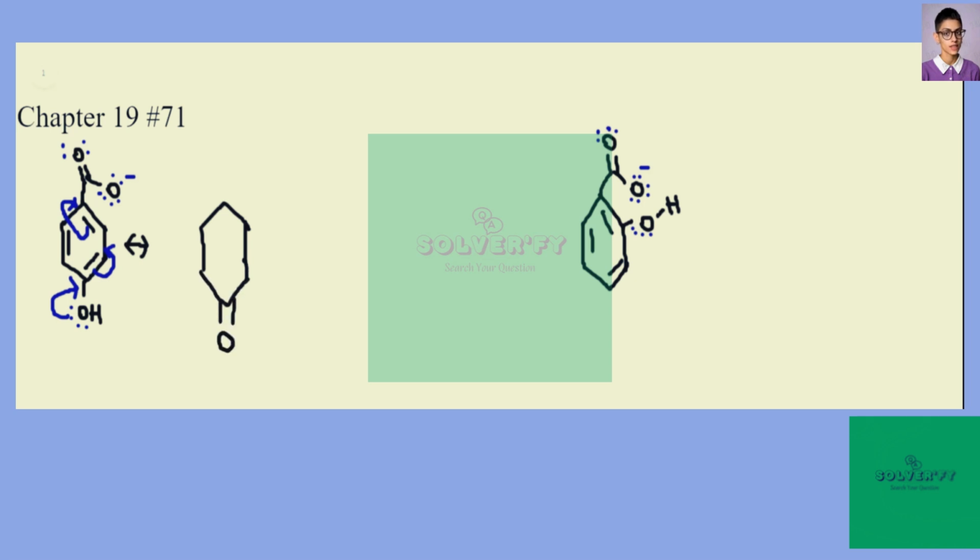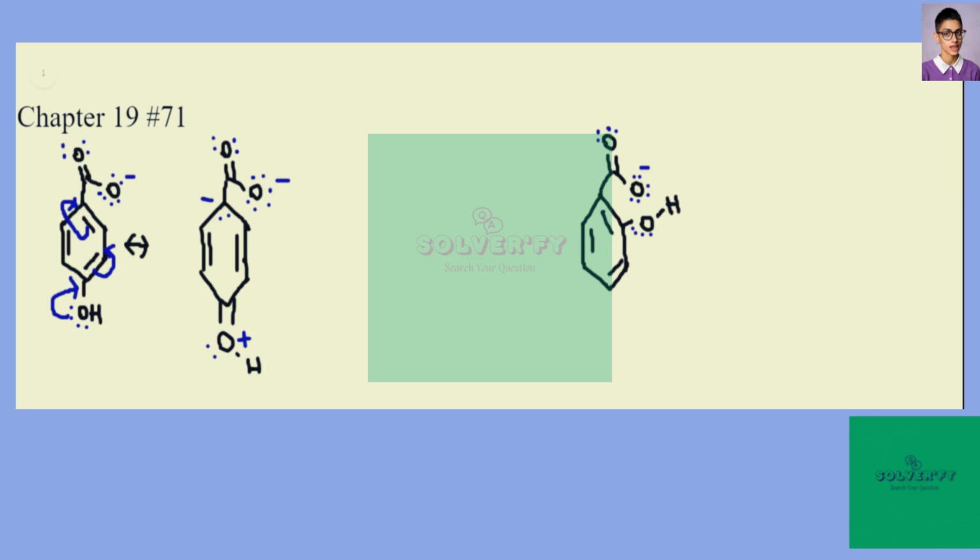So oxygen there, and then double bonds here. And so we'll have this positive charge here, a lone pair there with a negative charge, and then this negative charge here.